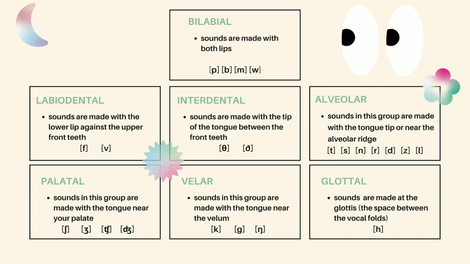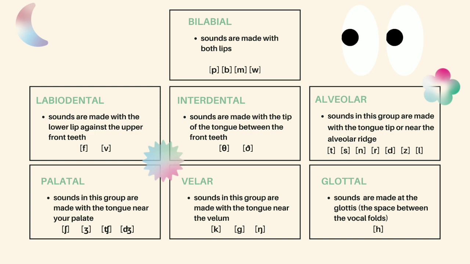Alveolar. It is the sounds in this group that are made with the tongue tip near the alveolar ridge. So the English alveolar consonants are as follows: t, as in tab and rat, s, as in suit and bus, n, as in no and man, d, as in deep and bad, z, as in zit and jazz, l, as in lock and fully.